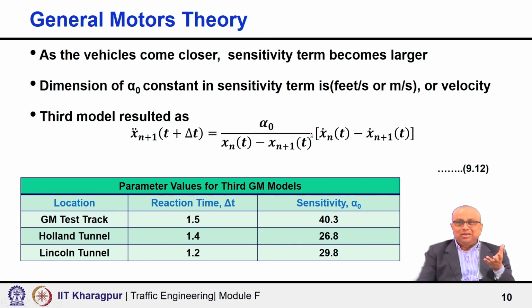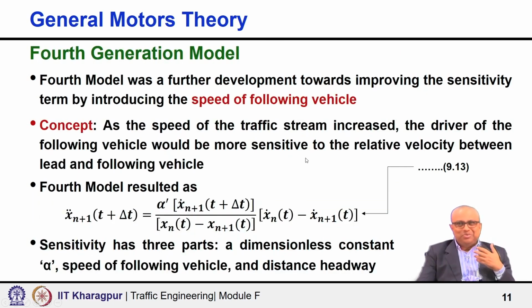What we considered as alpha, the variation is now partly explained when we include this distance headway term, but whatever we still get as alpha 0 looks like it is still not a constant because it is varying. So, something else is again influencing the value of alpha 0. So, further thinking, further development. The fourth model was a further development towards improving the sensitivity term by introducing the speed of the following vehicle. This is okay, that is the relative velocity.